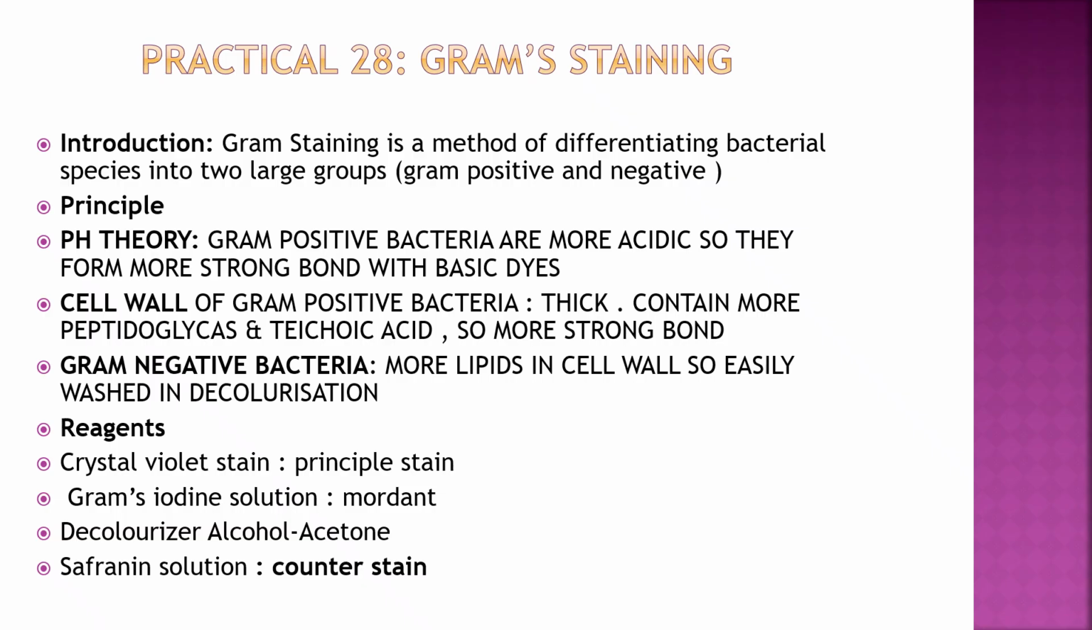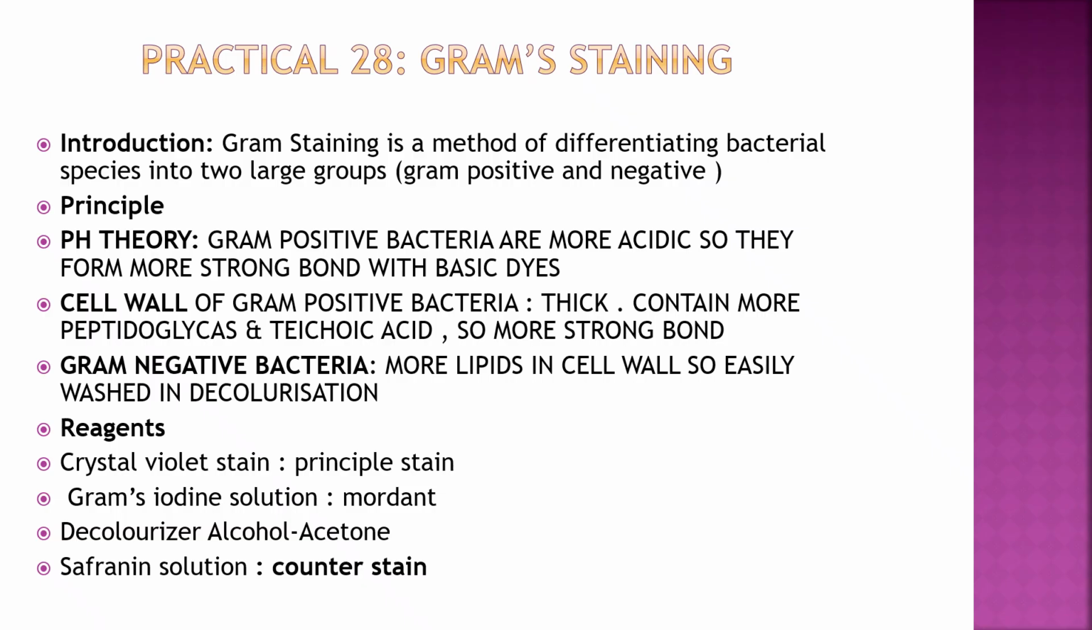And in gram negative bacteria, the teichoic acid is absent, the cell wall is thin, and they are less acidic and have more lipid in the cell wall. So there are less strong bonds with crystal violet, and plus after decolorization pores are formed because the lipid is dissolved in the acetone alcohol, through which the stain is removed or washed, and that is why gram negative bacteria do not retain crystal violet color, and therefore they are stained by the counter stain, that is safranin.